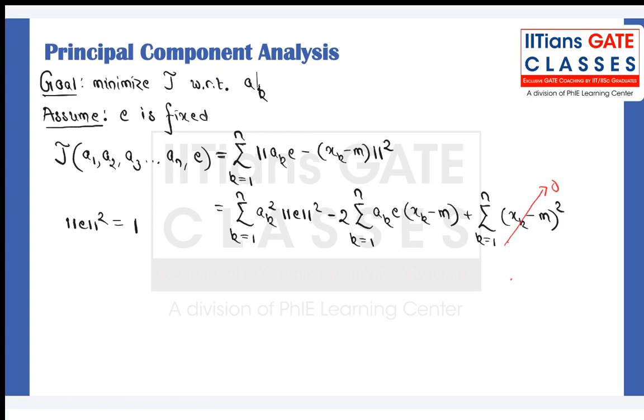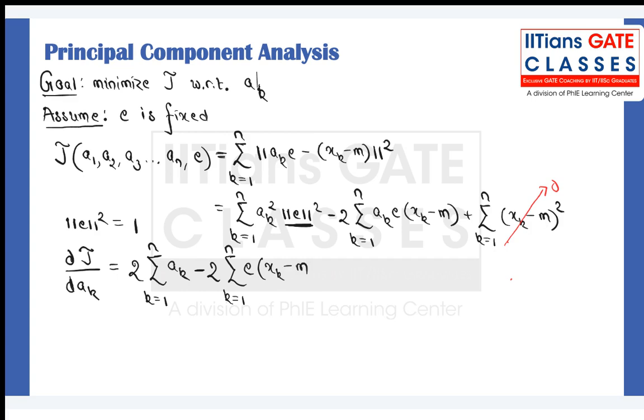So now I can calculate dJ by d of ak, which is nothing but 2 into summation k equal to 1 to n ak. I substituted 1 here, and if you differentiate ak square with respect to ak, you get 2 ak. I hope that is clear. Minus 2 into summation k equal to 1 to n, this ak will just be E transpose xk minus m. This is just basic differentiation. And I can equate this to 0. So if you solve for ak, you get ak is nothing but E transpose xk minus m.